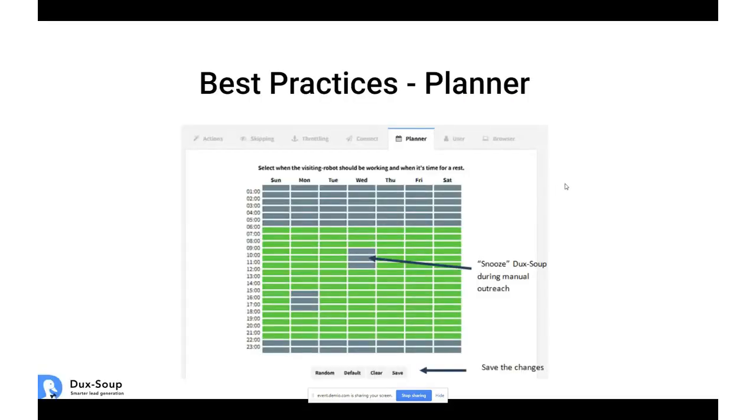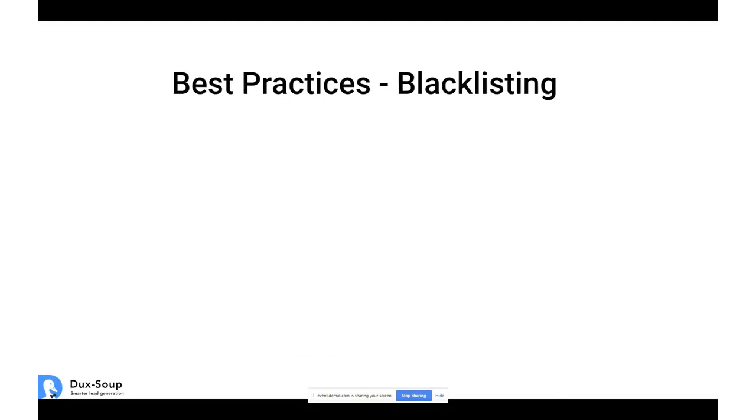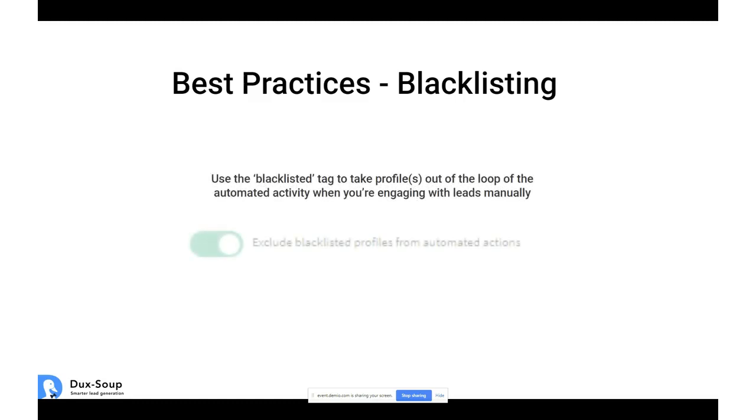So that's the planner. If we now move on to blacklisting. Using the blacklisted tag, you can avoid revisiting profiles twice. And that will take a profile out of any automated activities if you're engaging with them manually. So there is a tab, which I'll show you in a second where that is, where you can turn that on. You can put the blacklisted tag on. I'll show you how to do that in a second.